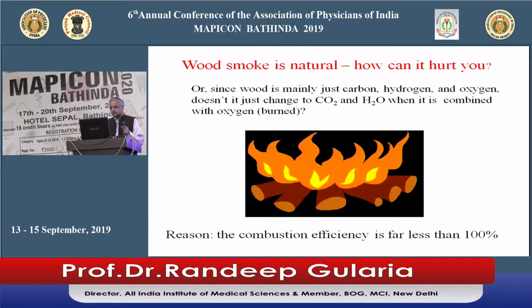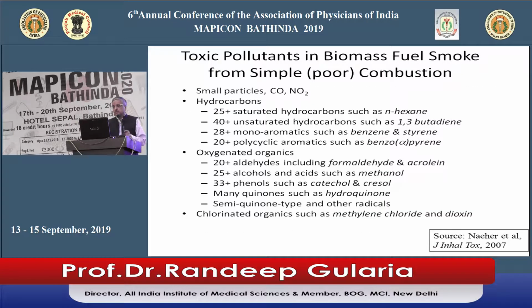A lot of people argue that wood is natural, so how can it hurt? It's basically just carbon, hydrogen and oxygen, and it should lead to carbon dioxide and water, and therefore why should it cause such a lot of problem? But the reason is that the combustion efficiency is very, very low, and this leads to a large number of toxic substances, carbon monoxide, oxides of nitrogen, hydrocarbon, oxygenated organics, and other compounds being released as far as biomass is concerned.